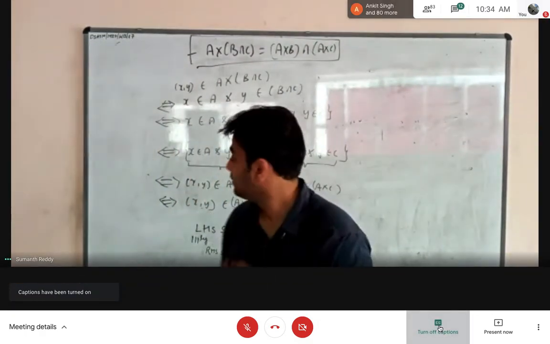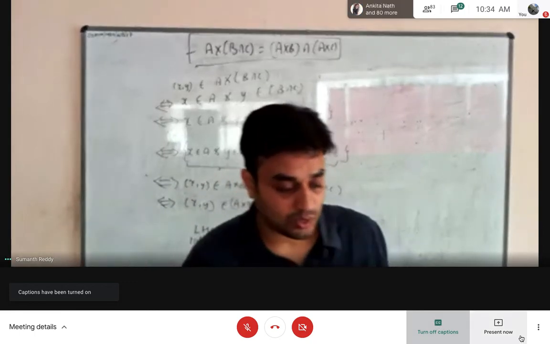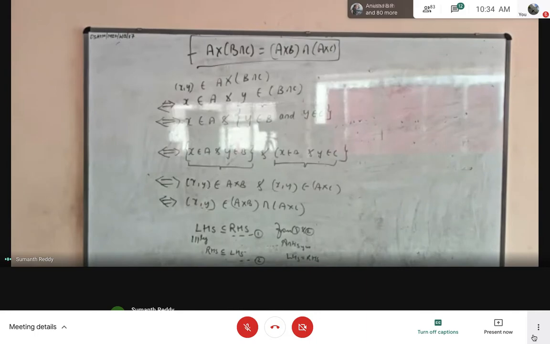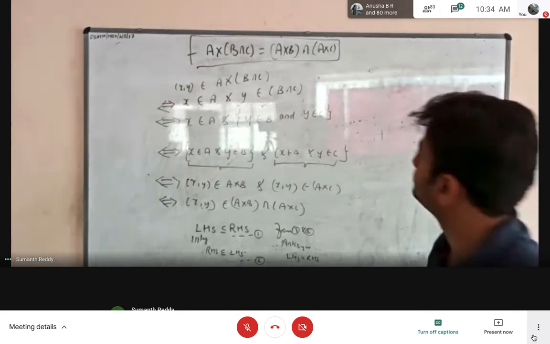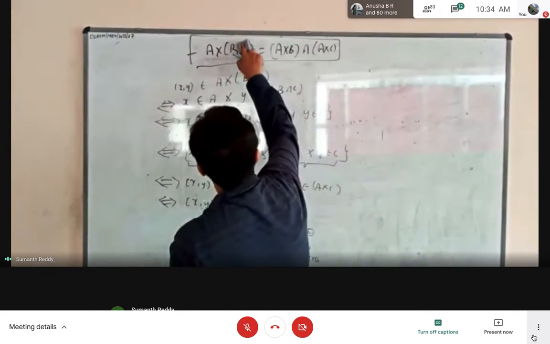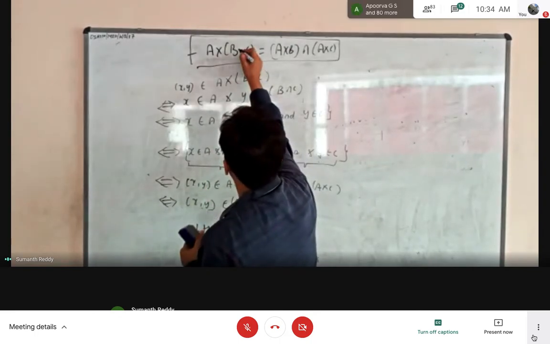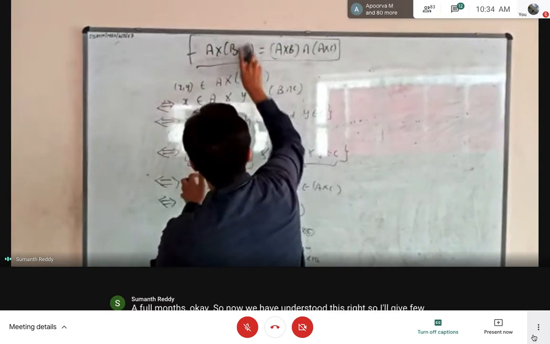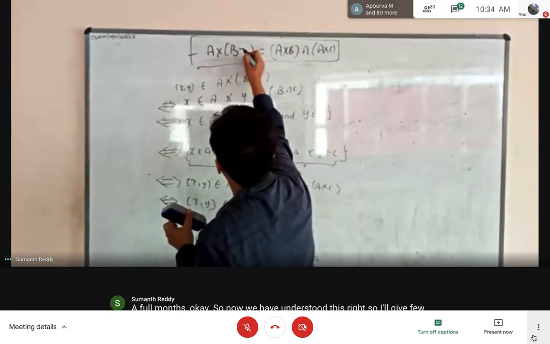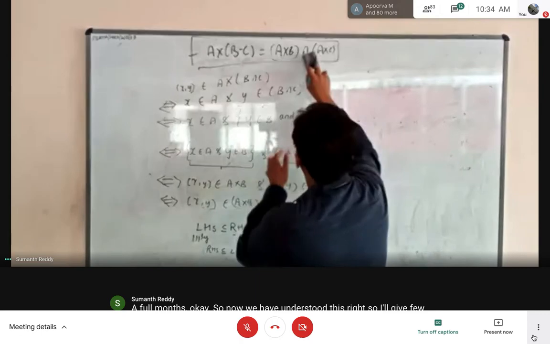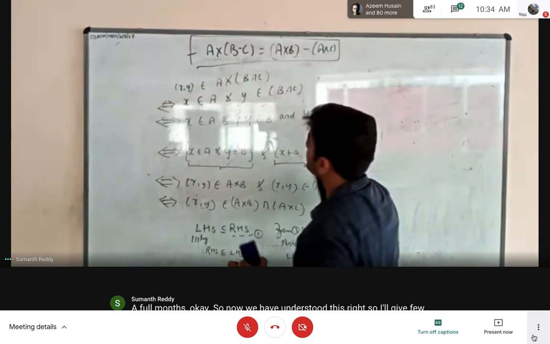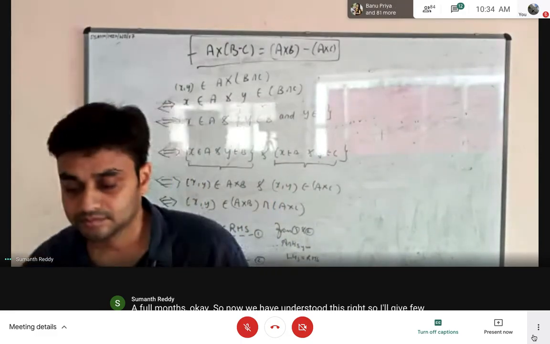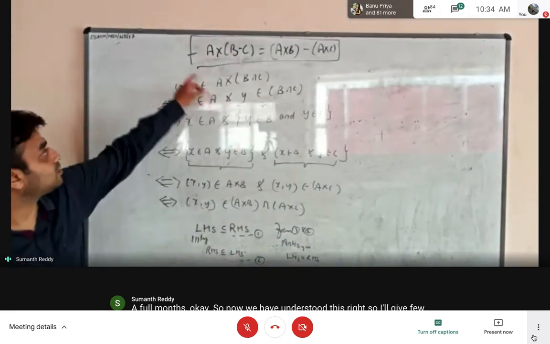Okay, so now you have understood this, right? So I'll give a few more problems of this kind. A cross of (B minus C) is equal to (A cross B) minus (A cross C). Okay, so try to solve this now.